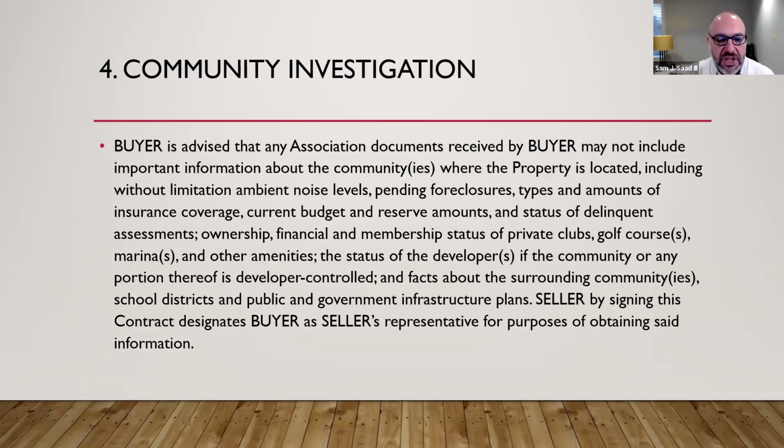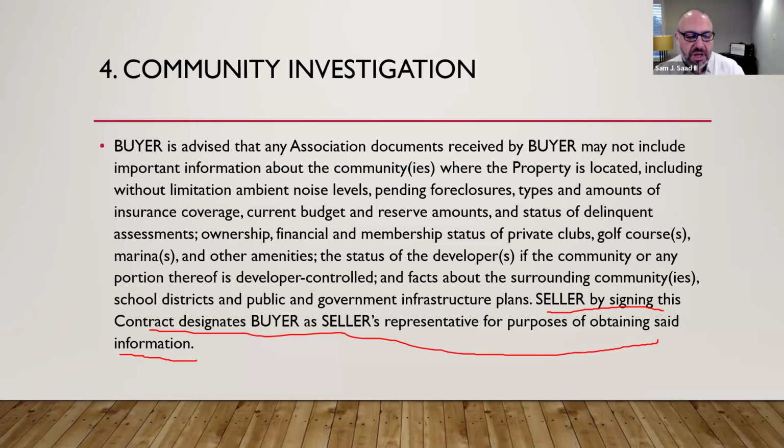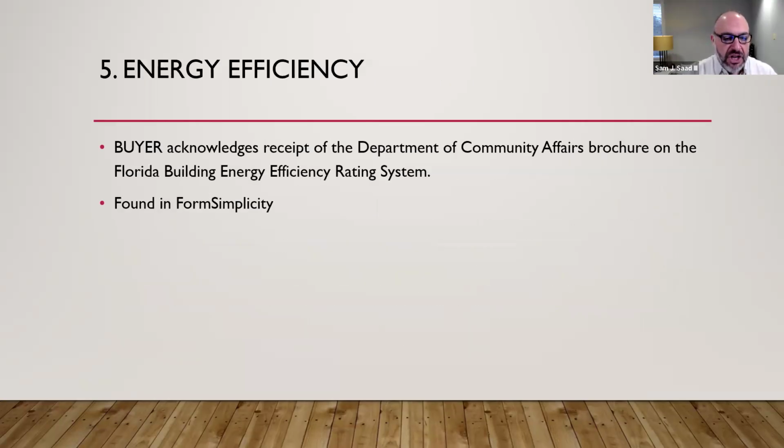Buyers are advised the association may not include certain information about noise levels, foreclosures, insurance, budgets, golf course assessments, financial information, and other amenities and things. The seller does not have to give you all that information in an HOA, for example. They only have to give the HOA disclosure worksheet that we talked about. So the seller directs the buyer to figure out what's going on in the association, and the buyer can inquire, and hopefully the association will cooperate. That doesn't often happen.